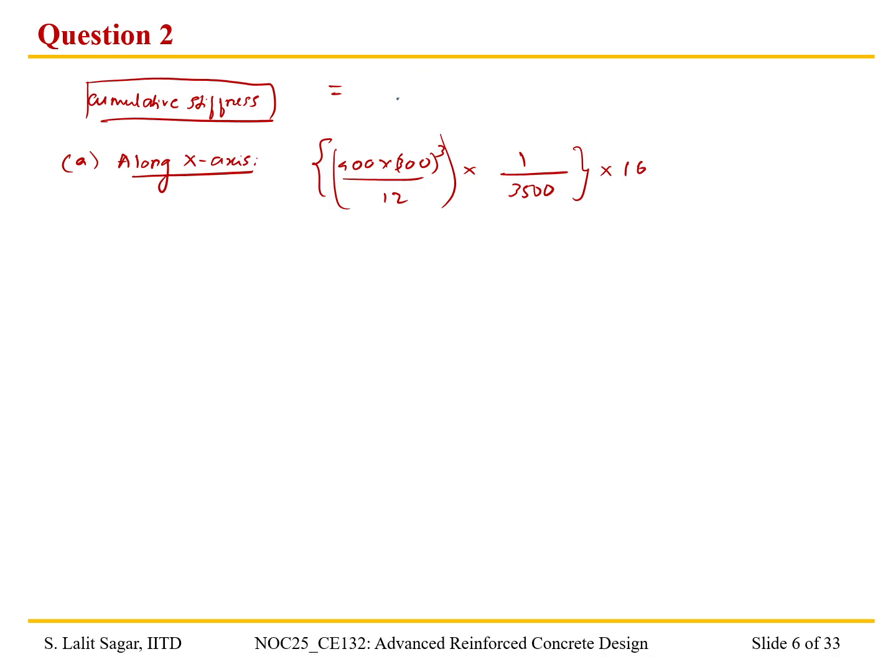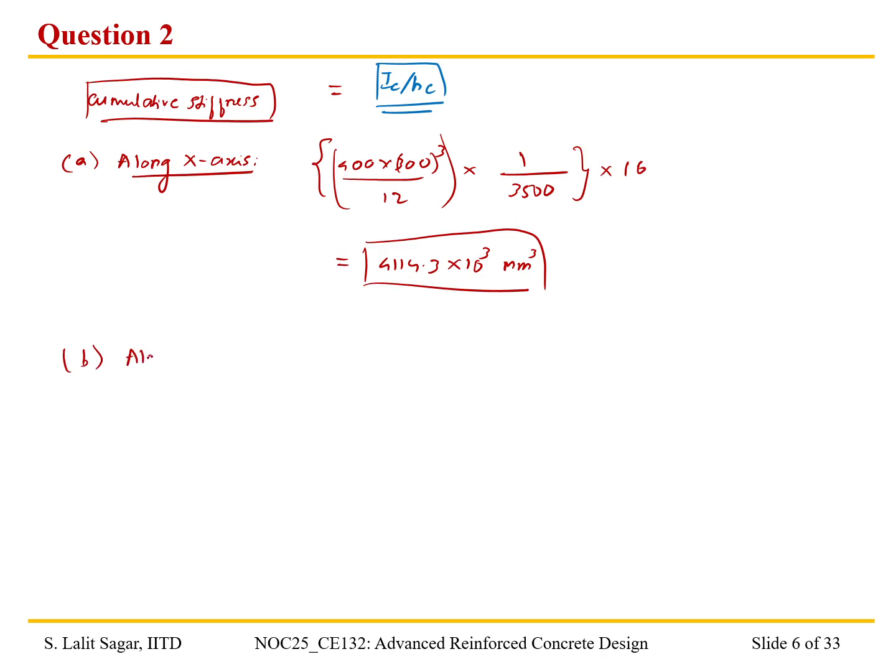Cumulative stiffness given by IC by HC. So that gives us a value of 4114.3 into 10 to the power 3 millimeter cube. That is the value of cumulative stiffness along the x-axis. Now for the y-axis, a slight modification along the y-axis.